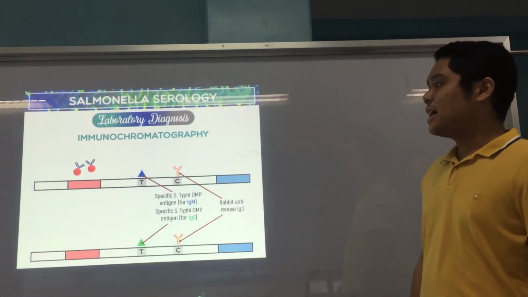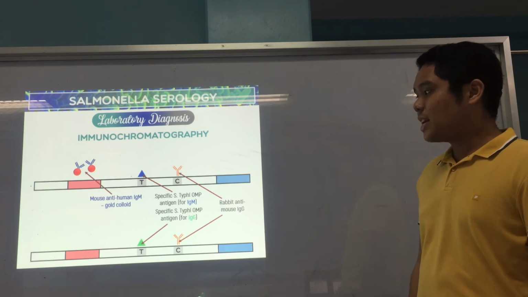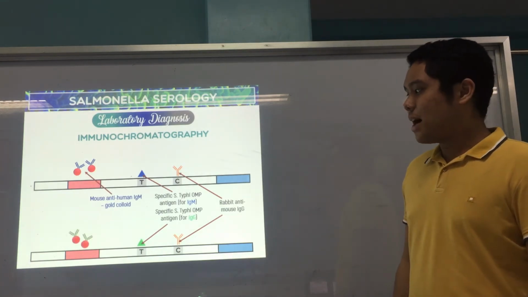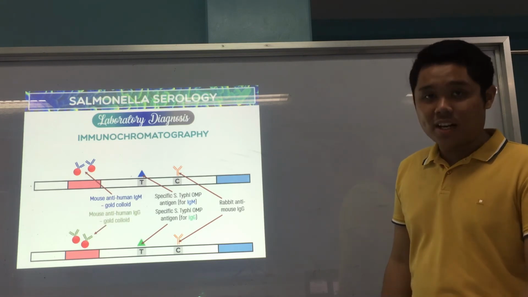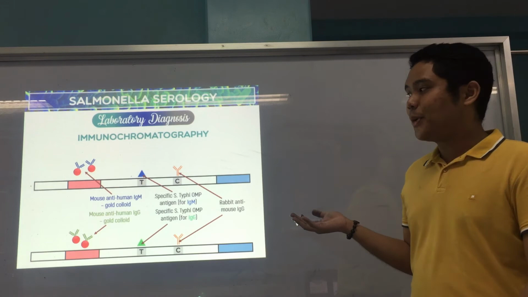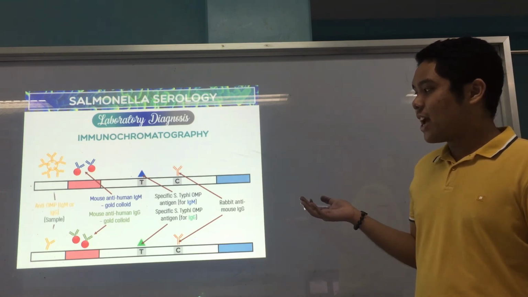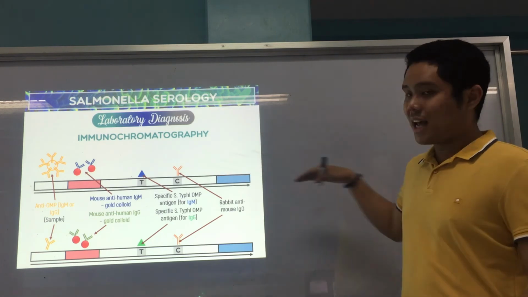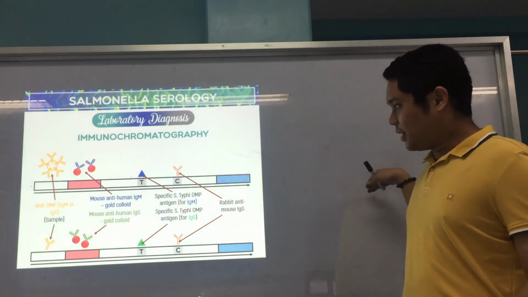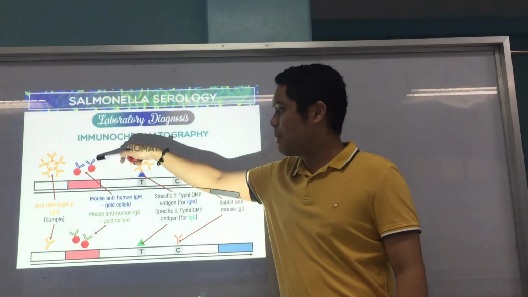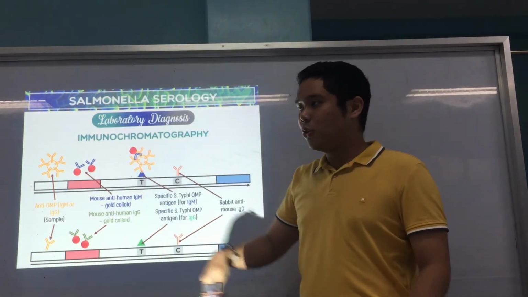Okay, so let's say you have the mouse anti-human IgM, gold colloid, okay? And you have the mouse anti-human IgG. Depending again on the antibodies found in the sample, let's say you have both IgM and IgG. Of course, the flow of assay direction is towards here. Okay, so this IgM, of course, will bind here with this mouse anti-human IgM, gold color, di ba?